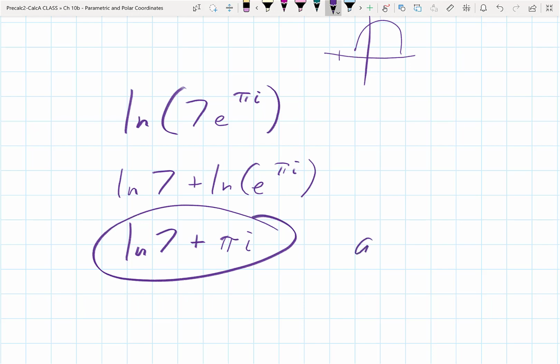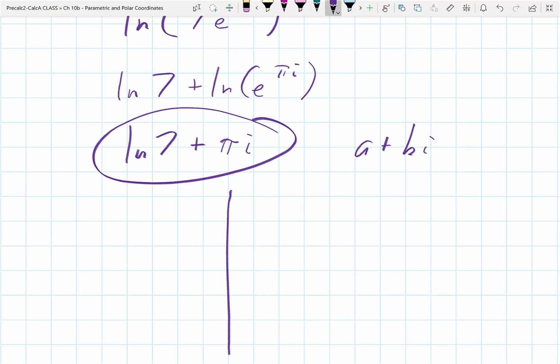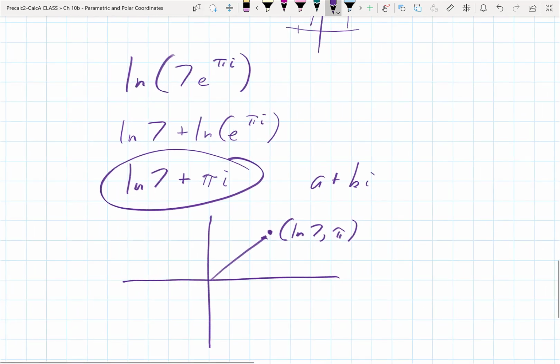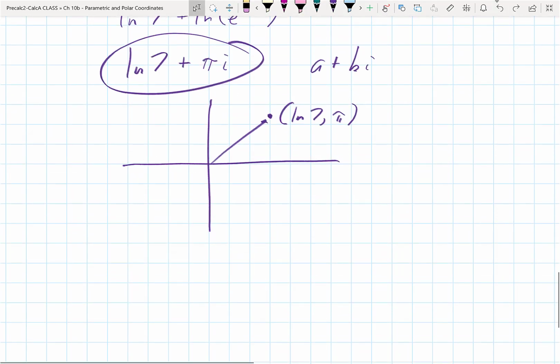That is a number that is in a plus bi form. And if I had a grid and I put an ordered pair down to where this point is, it'd be the ordered pair, natural log of 7, comma, pi: over natural log of 7, up pi, and you have a place on the complex plane where that is the natural log of -7. So I think that's neat that you can now do all this math that you couldn't do before.